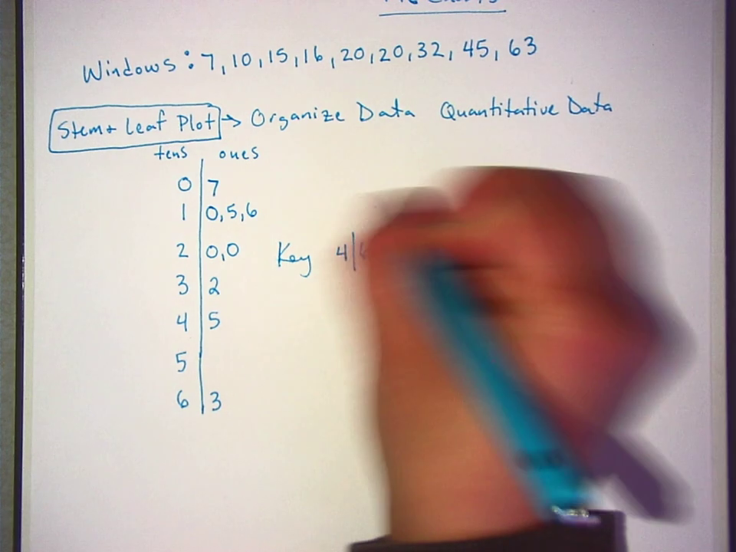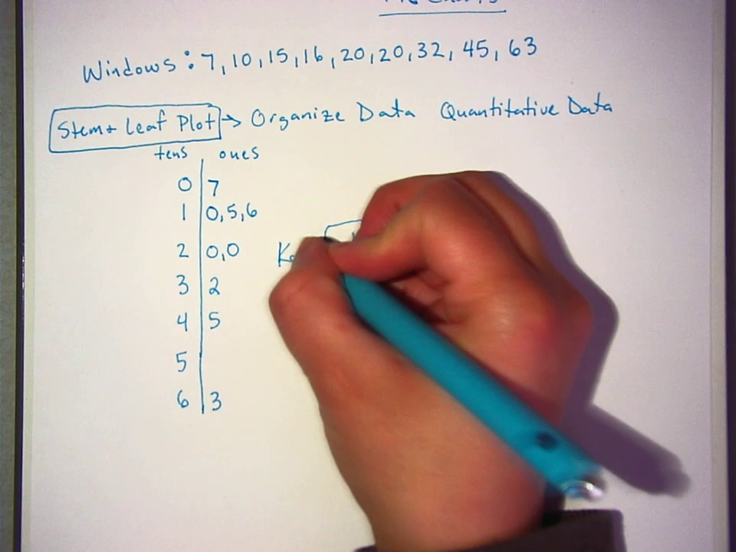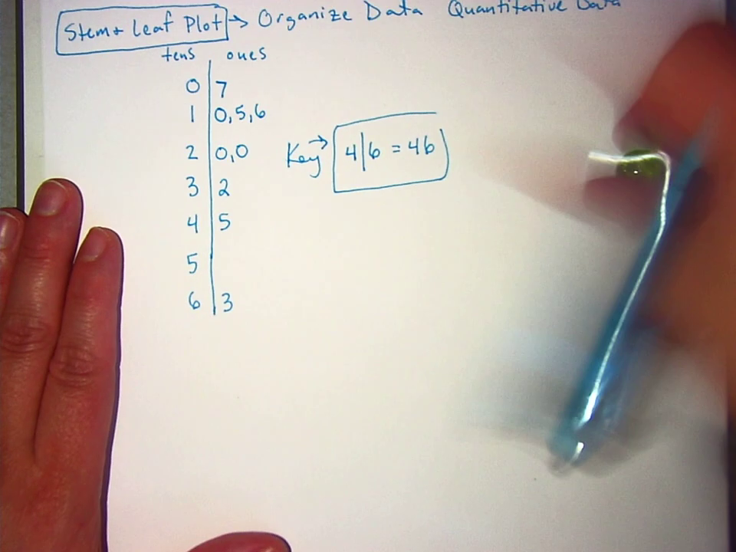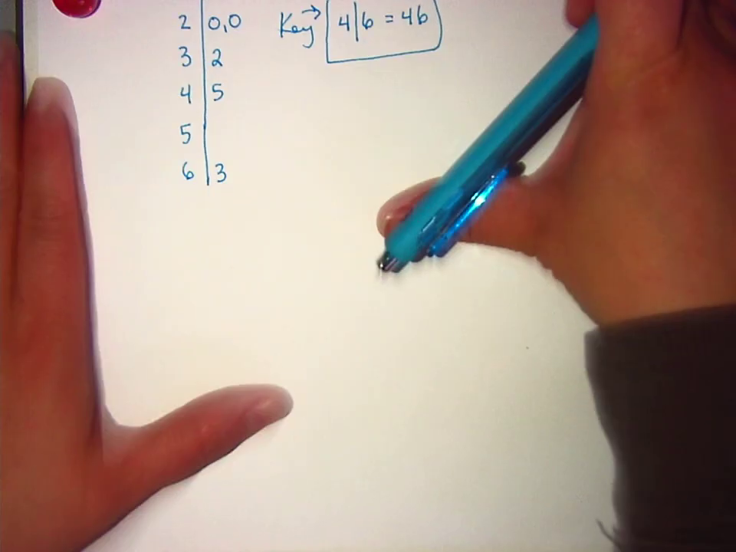Okay, let's move on to dot plots. So a key is always important to have on the side. All right, we're moving on to dot plots. Dot plots are also quantitative.